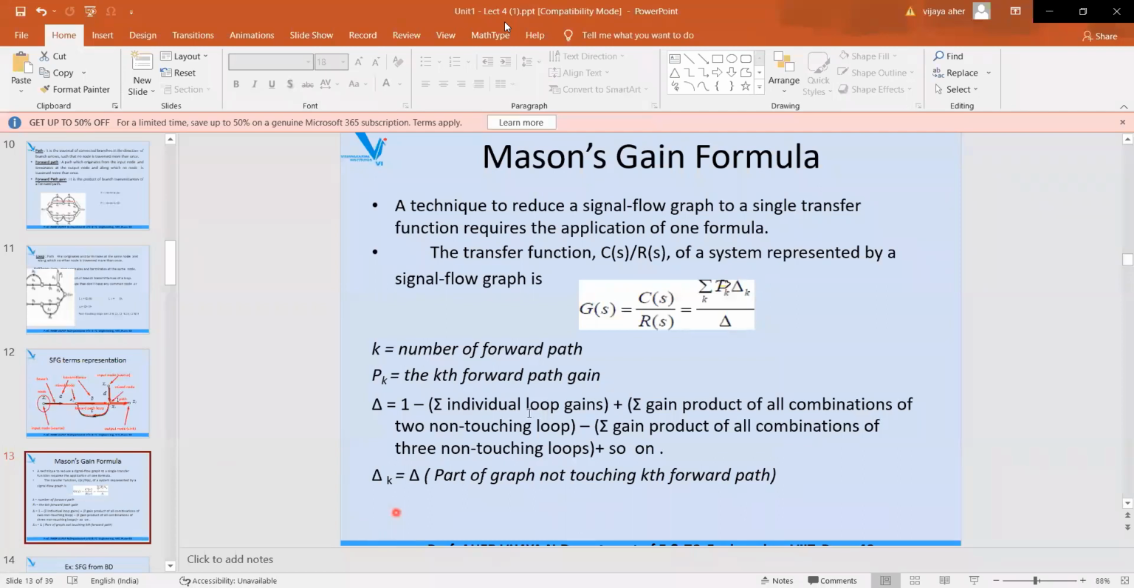Yes, ma'am. So please write this equation. This equation we are calling as Mason's gain formula. So you have to write this formula. This is the equation for transfer function to find out, okay, in signal flow graph. And these are the terms.